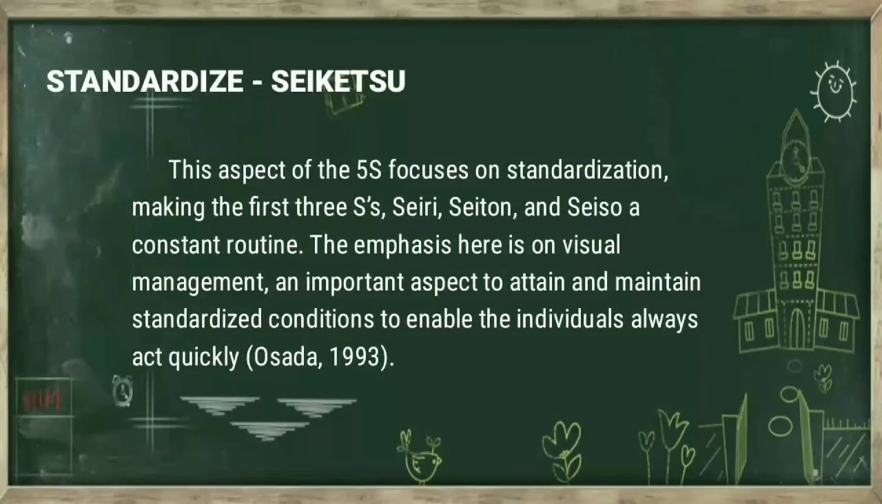Next is standardize or seiketsu. Standardize in English, seiketsu in Japanese. This aspect of 5S focuses on standardization, making the first 3 S, seiri, seiton, and seiso, a constant routine. The emphasis here is on visual management, an important aspect to attain and maintain a standardized condition to enable individuals to always act quickly.